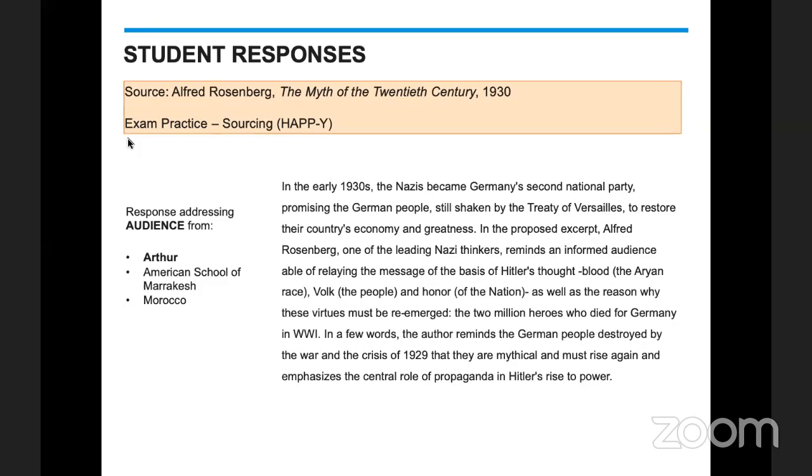In the early 1930s, the Nazis became Germany's second national party, promising the German people, still shaken by the Treaty of Versailles, to restore their country's economy and greatness. In the proposed excerpt, Alfred Rosenberg, one of the leading Nazi thinkers, reminds an informed audience, able of relaying the German people destroyed by the war and the crisis of 1929, that they are mythical and must rise again, and emphasizes the central role of propaganda in Hitler's rise to power.